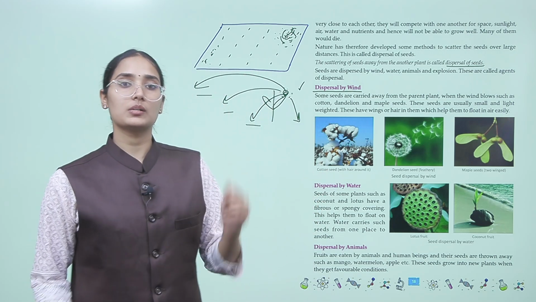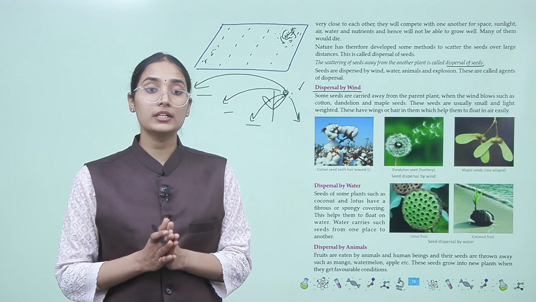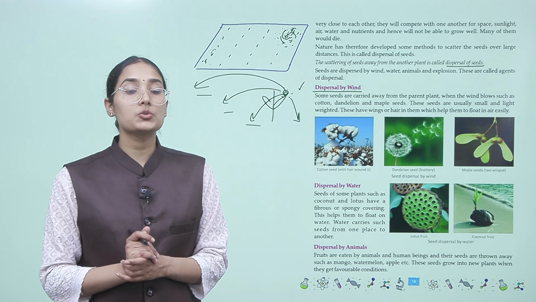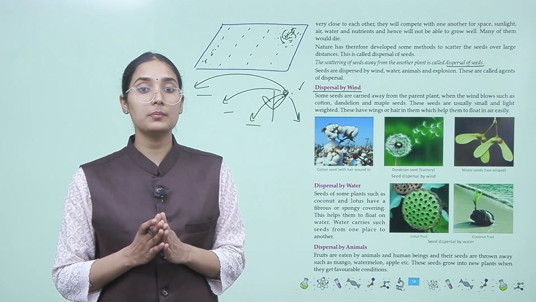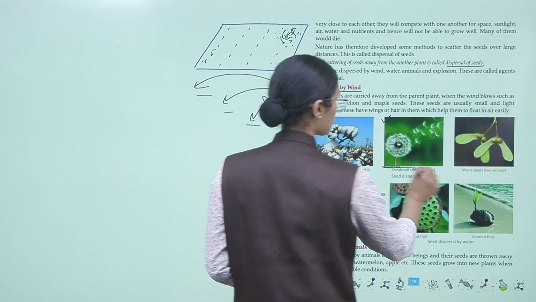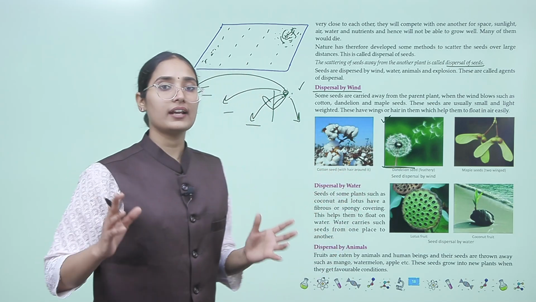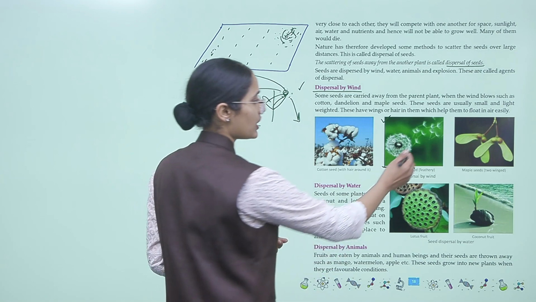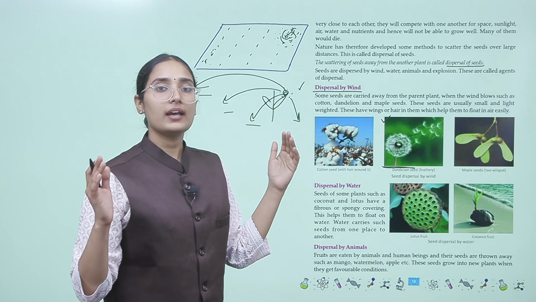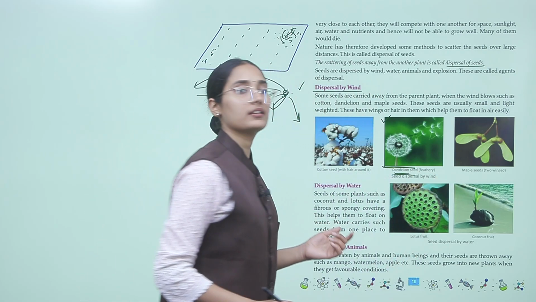So first is dispersal by wind. Some seeds are carried away from the parent plant when the wind blows, such as cotton, dandelion and maple seeds. These seeds are usually small and lightweight. They have wings or hair which help them to float in the air easily. You must have seen these types of small plants, right? These plants are very fragile. Whenever you touch them, something like this will start flowing in the air, right? These are basically seeds of the dandelion plant.